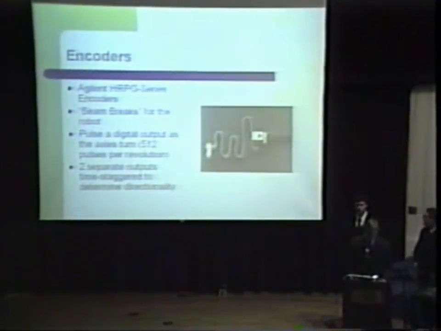And there were 2 separate outputs for each encoder. Basically, it sends a digital pulse as it turns, and depending on which way it turns, it sends one pulse first or the other pulse first, depending on if it's going counterclockwise or clockwise.